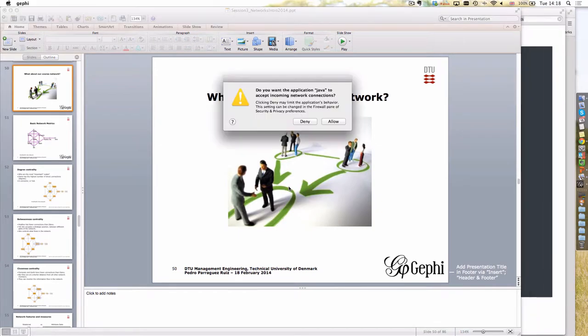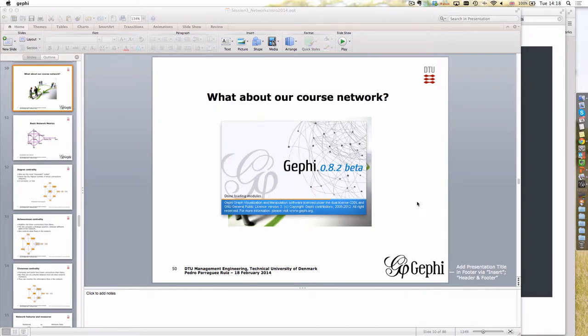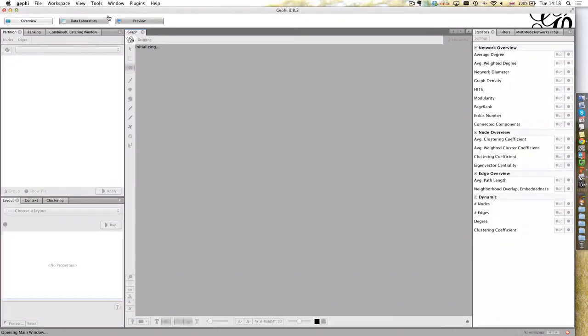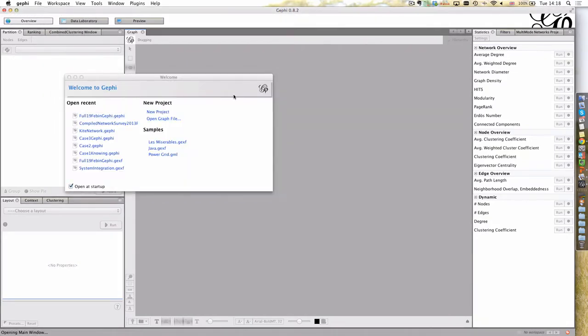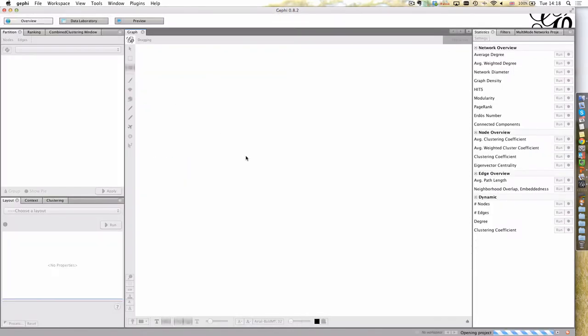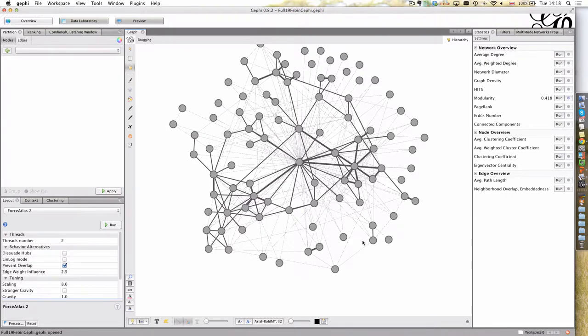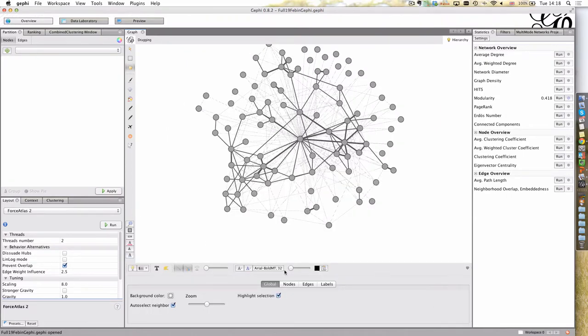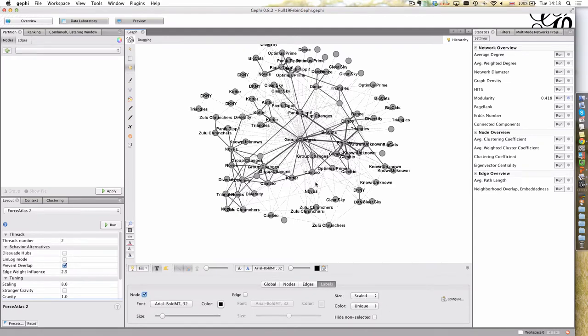It's quick because I have it saved already, so it should be fairly straightforward. Okay, and now we go to global nodes, labels. Okay, that's what I wanted in the beginning. And partition group.